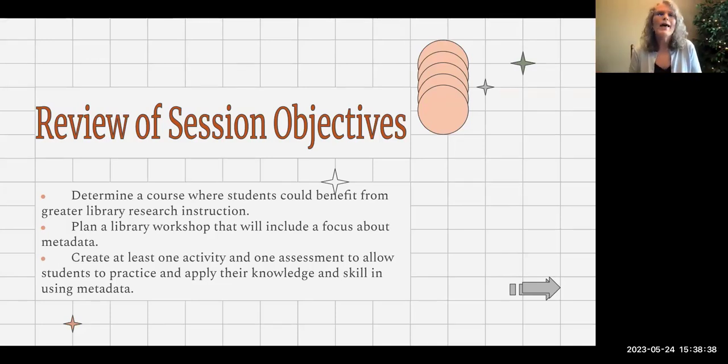And if a piece of that could include a focus on just, again, the top of the mountain level metadata. And then if there's one activity, maybe one assessment, it doesn't have to be high stakes, it could be low stakes, but just something for students to practice and apply their knowledge and skill in using metadata. That way they have more of an understanding, and I think even more of a respect for it.